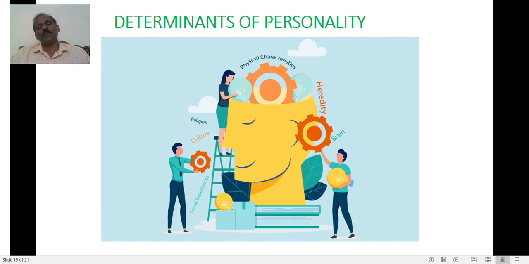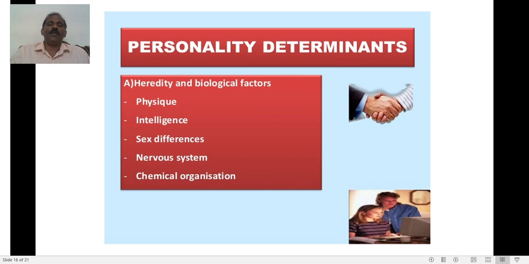Hence, we can conclude that personality is partly inborn and partly acquired later. So physical characteristics, heredity, brain capacity, then religion, cultural influence, or influence of family, parents, or social experiences make one person behave differently. So the first determinant of personality is heredity and biological factors. One is physique, height, that is stature, or color complexion. All these physical features are normally transmitted from forefathers or ancestors to offspring.